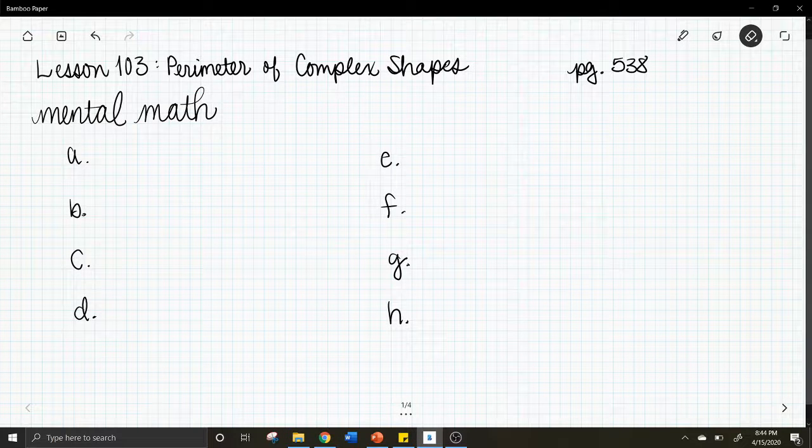All right, today we are going to get started on lesson 103, the perimeter of a complex shape, or of complex shapes rather. So I really like this lesson. I hope you guys like it too. We are going to get started with the mental math first, and that's on page 538. So make sure that you are there before we begin. All right, so follow along, do the work in your head, and then I will write out the answers.